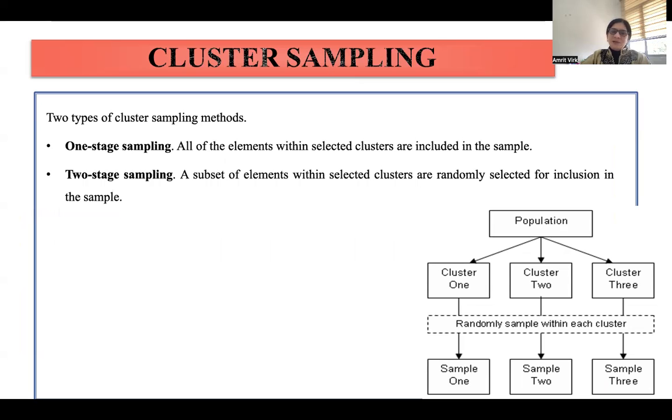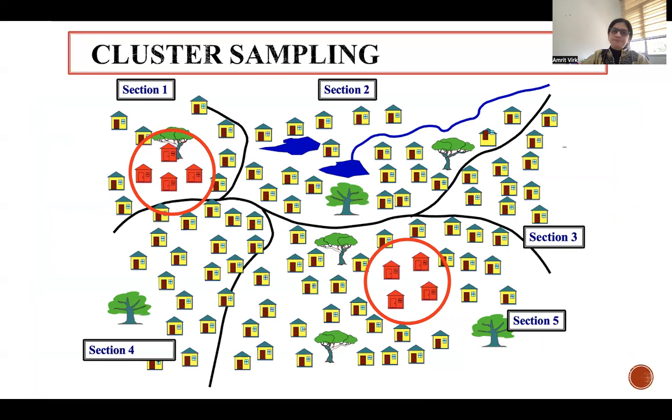Now, under cluster sampling, we have two types of methods: the one-stage sampling method and the two-stage sampling method. In the one-stage sampling method, all of the elements within selected clusters are included in the sample. As we can see in the diagram, we have the population out of which we choose 3 clusters, 1, 2, and 3, and all the elements within these clusters are picked up in the sample. The two-stage sampling method is the one wherein a subset of elements within the selected clusters 1, 2, and 3 is randomly selected for inclusion in the sample. So that becomes a two-stage cluster sampling technique.